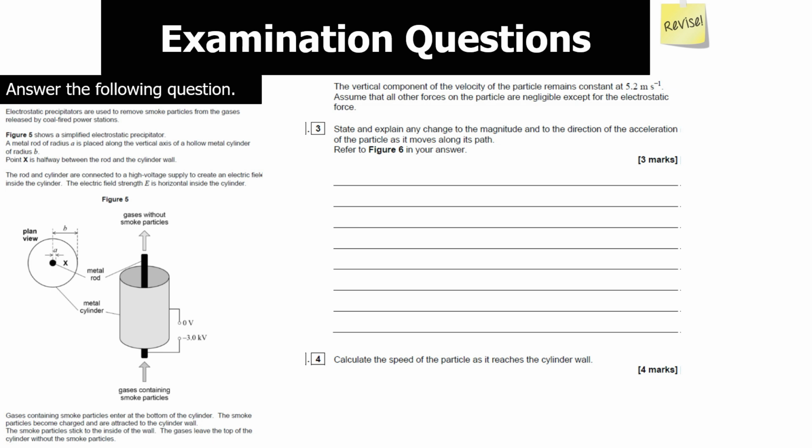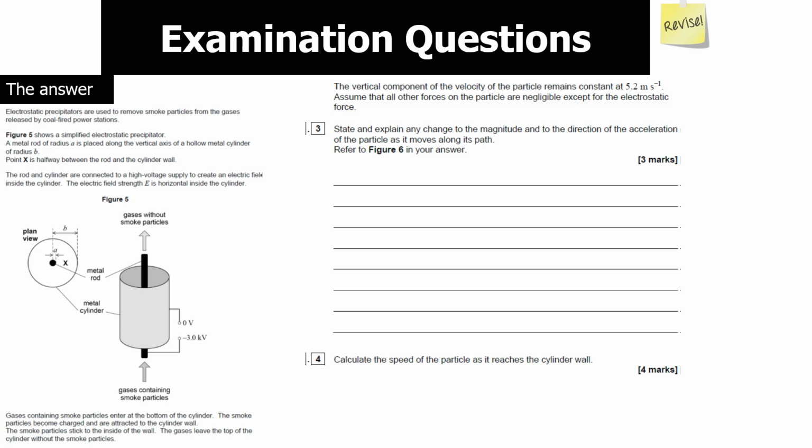State and explain any change to the magnitude and to the direction of the acceleration of the particle as it moves along its path. Refer to figure 6 in your answer. Then calculate the speed of the particle as it reaches the cylinder wall. So pause the video now, then unpause the video when you want to go through your answer. Right, so how do you answer this first question?